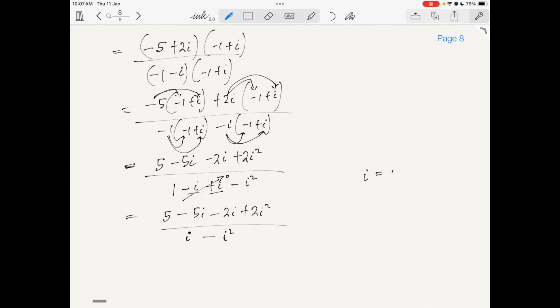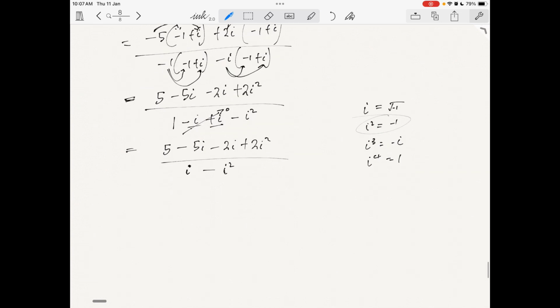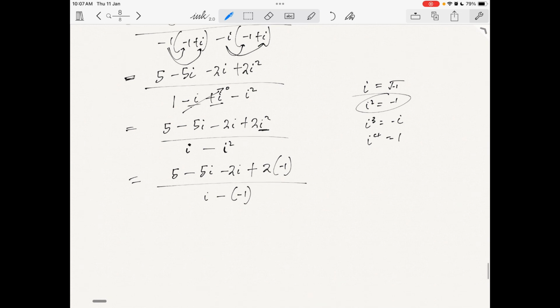Now we recall that i is equal to the square root of minus 1, i squared is equal to minus 1, i cubed is equal to minus i, and i raised to power 4 is equal to 1. So all we want to substitute is i squared. Now we substitute i squared to be equal to minus 1. So it equals 5 minus 5i minus 2i, wherever we see i squared, we substitute it to be minus 1, divided by 1 minus minus 1. Then we simplify it further. So this is 1.